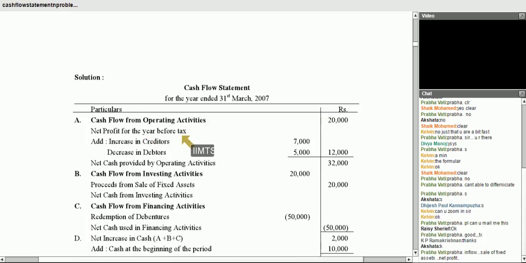Net profit for the year before the tax. Sorry, this is the net profit for the year before the tax. So in this we can add the increase in debtors, that is 7,000, and decrease in debtors, that is 5,000. So this 7 plus 5 will become 12,000, right? And if I add this 20 plus 12, it will become 32,000. So my net cash provided by operating activities is 32,000 rupees. Clear everyone?